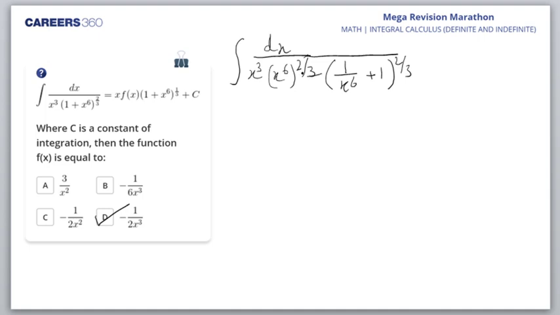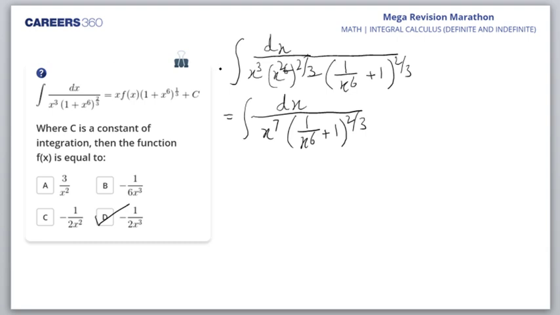So this will give me x raised to power 4, and x cube will give me x raised to power 7. So ultimately my integration becomes dx upon x raised to power 7, into (1 by x raised to power 6 plus 1) raised to power 2 by 3. Is it right? Okay, students?